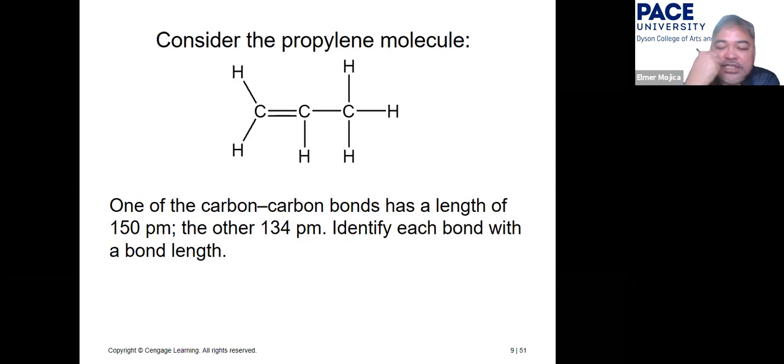The thing that they're telling you here is, at least if you see a bond order like this one, or a bond length, or a double bond like this, you expect it to be shorter compared to, let's say, the bond length here. So one carbon-carbon bond has a length of 150. So all of these are 150 picometer, and this is a 134. So identify each bond with the bond length. So maybe we could put it like this is the one, and this is the one that you have here.